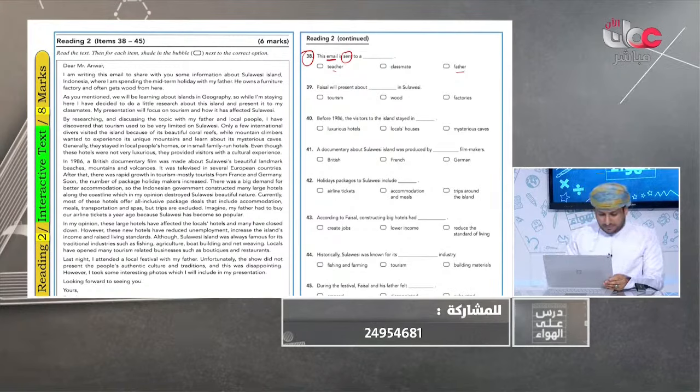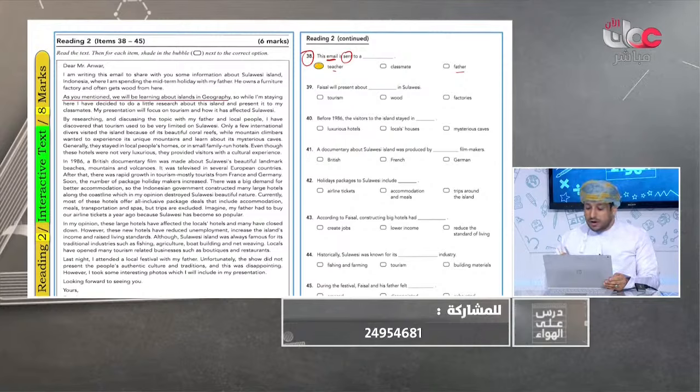Here, for example, if you go to the question here, if you go to the text, you will just find the correct answer here. So as mentioned, we will be learning about islands geography, for example. So he is sending it to the teacher. Okay, so this is the correct answer here.